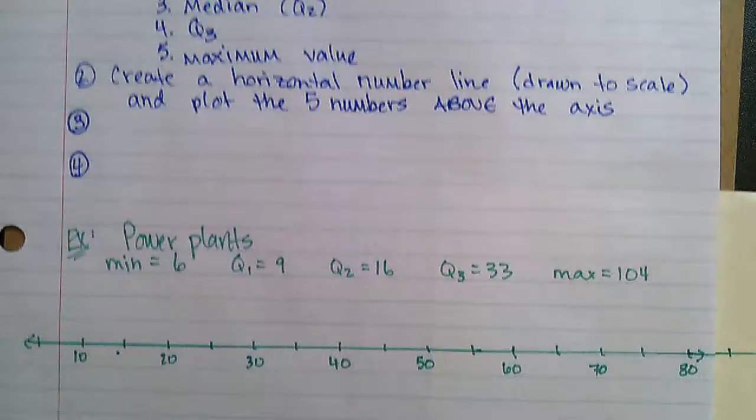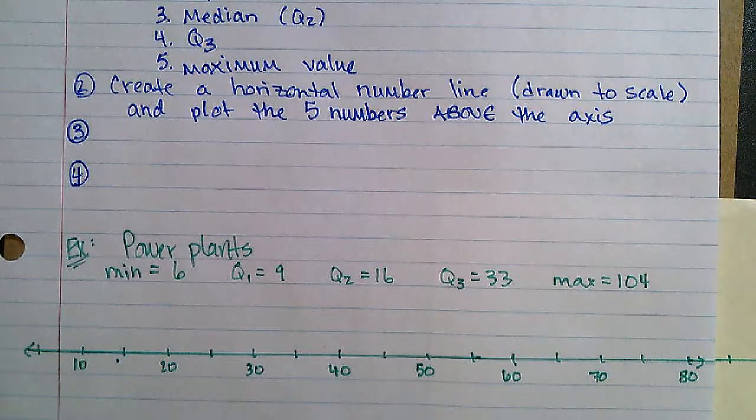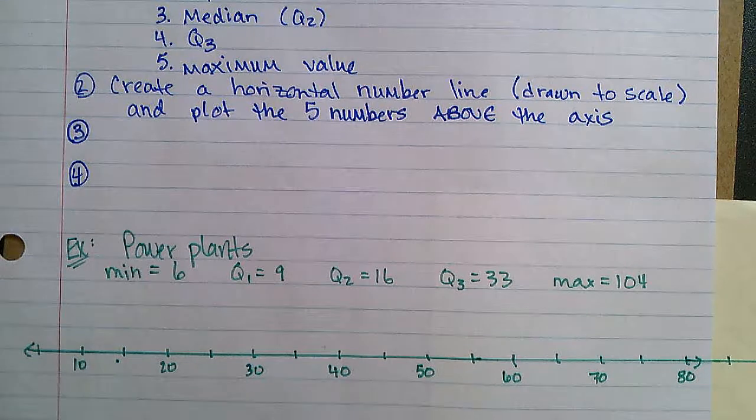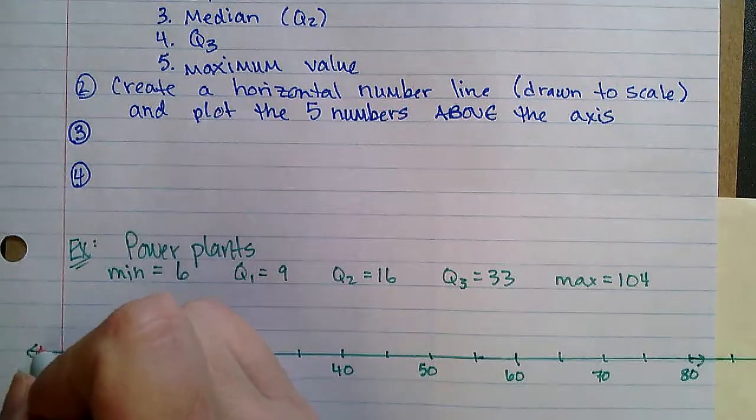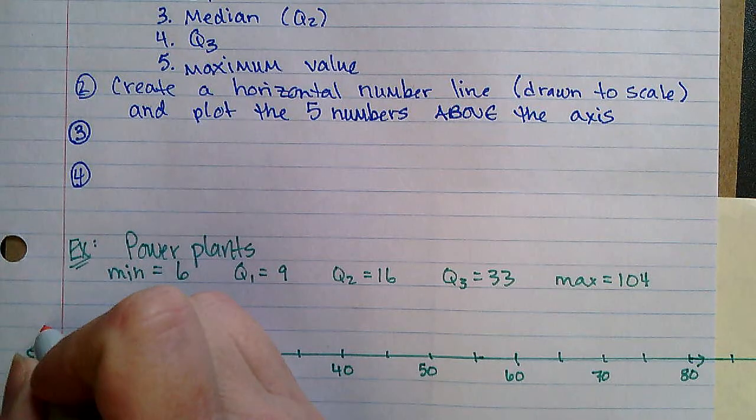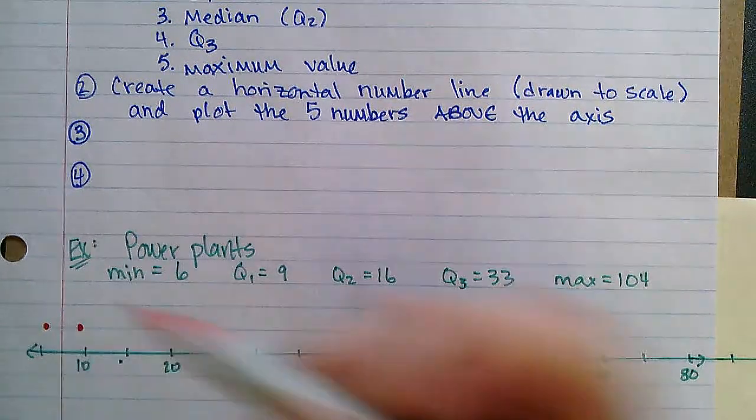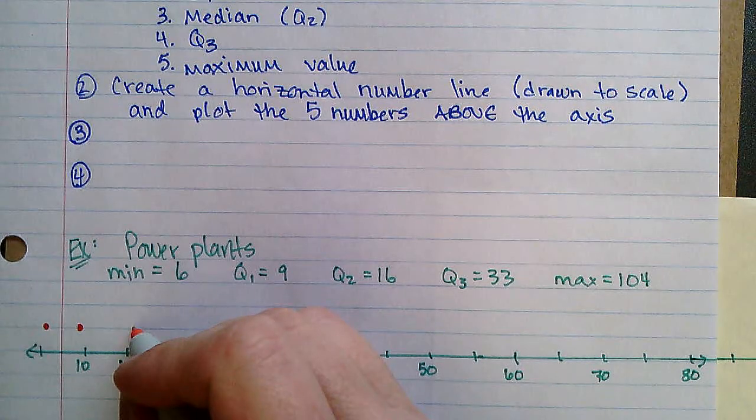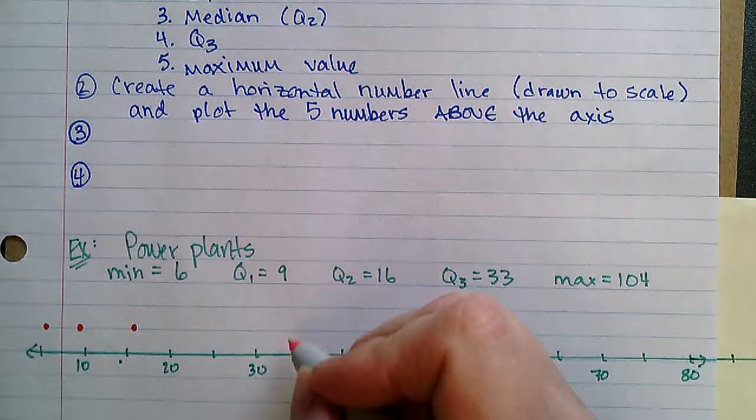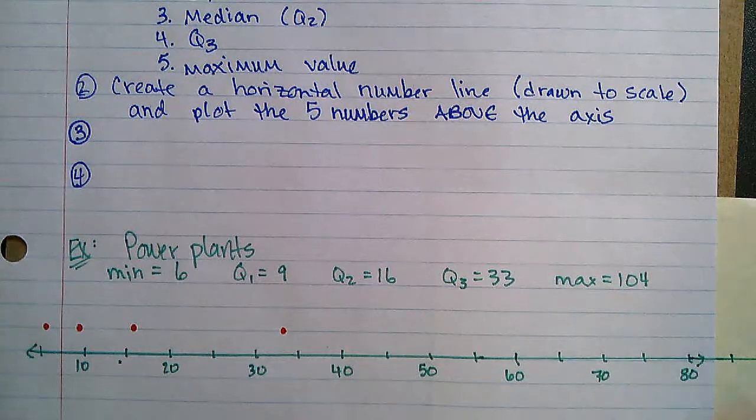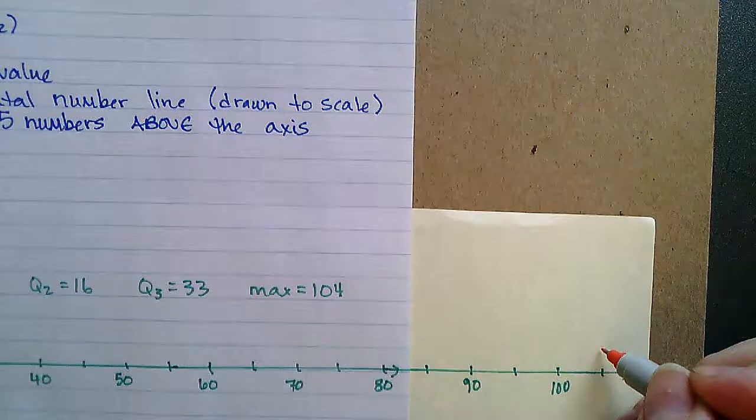Then what I'm going to do is put the 5 numbers above the number line. So I'm just going to put dots up above for each of those values. So my minimum was 6, that's 5, so we'll go up to 6. And then 9, 16, 33, and 104 all the way out here.